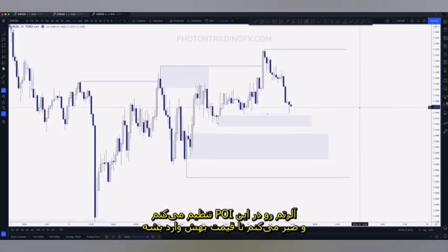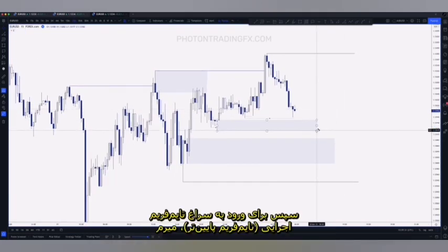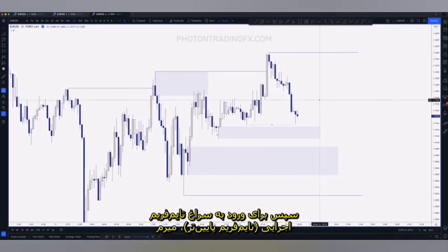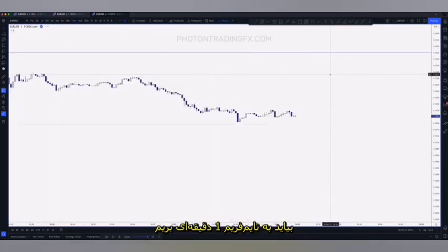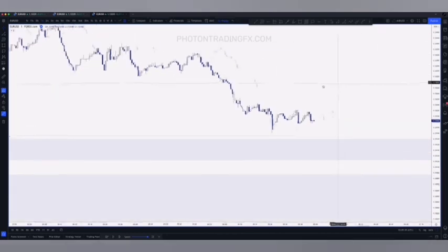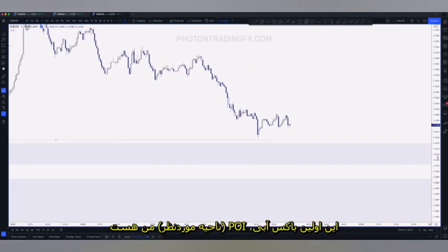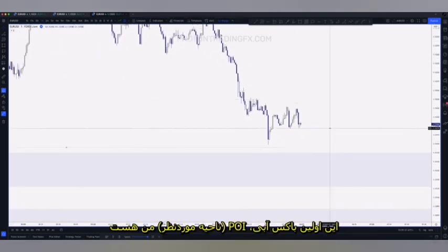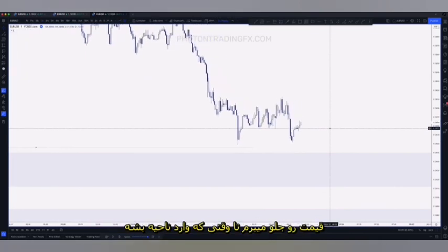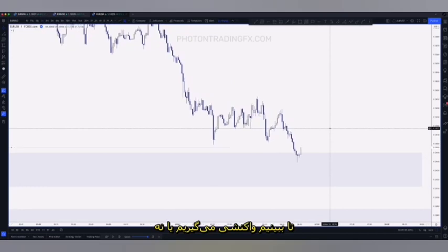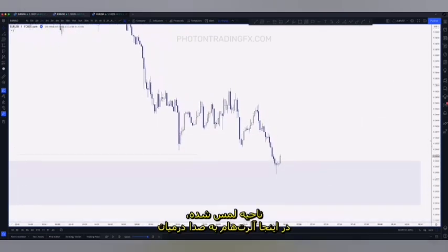So what I do is I set my alert on this POI, and I wait for price to come into it. And then I wait for my lower time frame execution model. So let's go down to the M1. Hopefully it will load for me. There we go. Okay, so obviously this first blue box is my POI. So I'm going to play price forward until we come down into the zone and see if we get any reaction. Okay, so tapped into the zone, my alert's gone off.